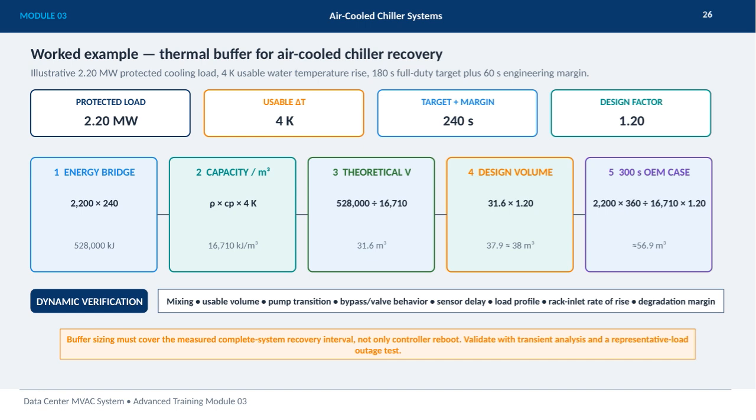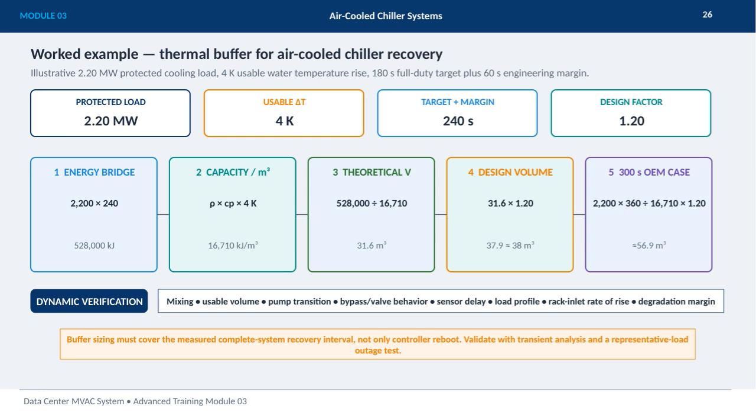Applying a design factor of 1.20 for safety and operational considerations, we get a final design volume of approximately 38 cubic meters. We also include a 300-second case from the original equipment manufacturer, which suggests a buffer volume closer to 57 cubic meters for extended recovery.